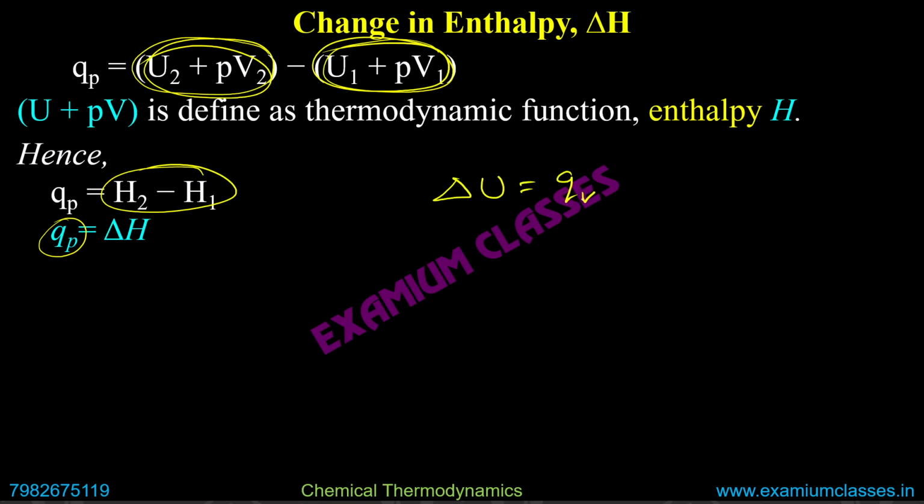Which means if we keep the volume constant, whatever change in heat is there, whether heat transferred to the system or from the system, that will be equal to the change in internal energy. But if we keep pressure constant, then whatever is the change in heat absorbed or heat released, that will be equal to the change in enthalpy. So two important concepts you need to remember. It will help you to solve numericals. Delta U is heat transfer when volume is constant. Delta H is heat transferred when pressure is constant.